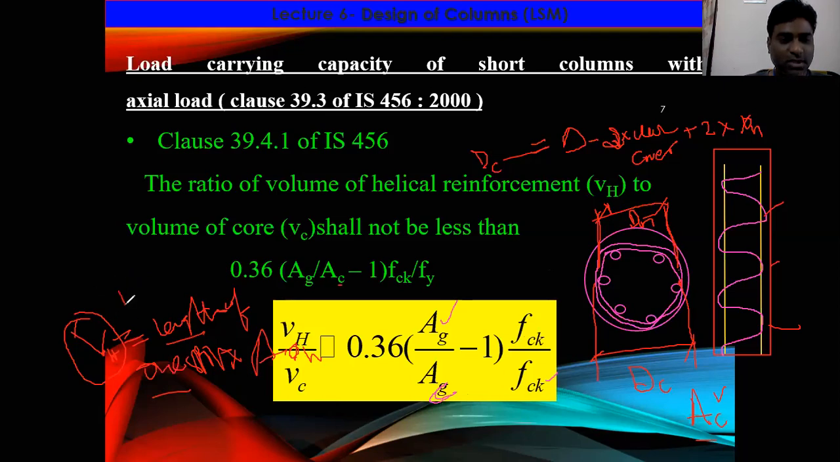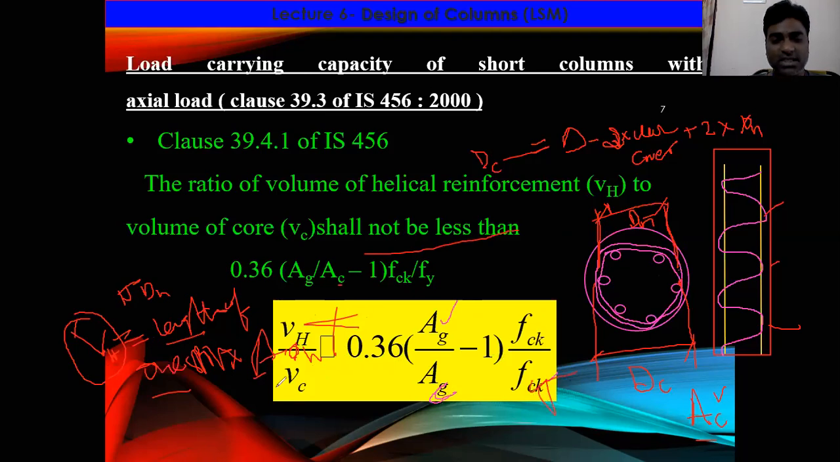So the length of one bar is pi into dh. That dh is nothing but the center to center distance between the helical reinforcement. And the area of the helical bar, whatever the diameter, you can multiply with this length, and you will get the volume of helical reinforcement. So VH by VC, and these values you know. From this you can calculate it, and VH by VC should not be less than 0.36 (Ag by Ac minus 1) Fc by Fy.